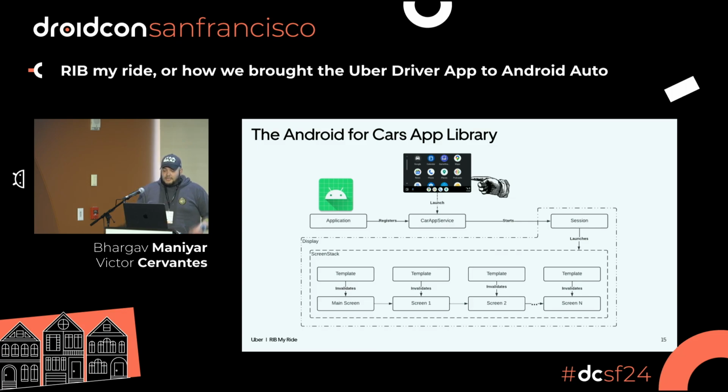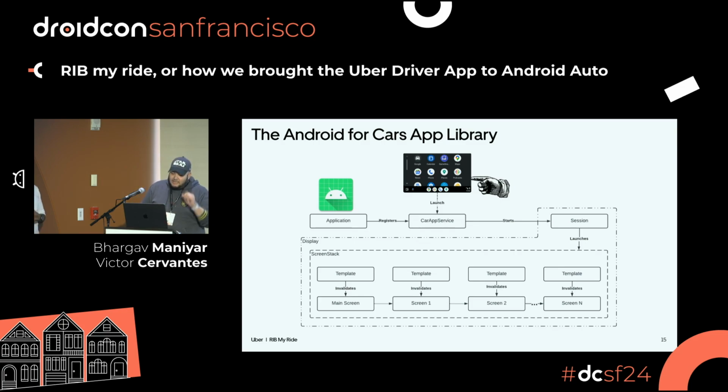When the user taps the icon of your application on the head unit, your main application will launch a car app service. The app service will spawn a session. The session is pretty similar to an activity, if you think about it, it has a life cycle. The session will launch your main screen, and from there, a main screen can attach more screens in a stack.